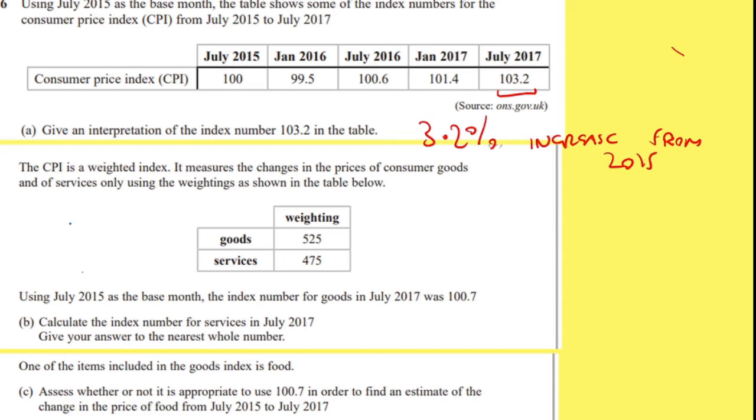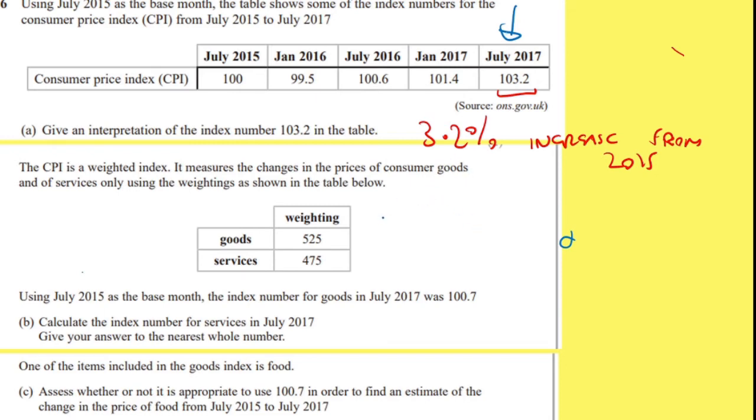Okay. CPI is a weighted index. It measures the changes in the prices of consumer goods and services only, where the weightings are shown on the table below. Using July 15 as a base month, the index number for the goods in 2017 was 100.7. Calculate the index number for services in July 2017. Now, what you've got to understand really is that this one at the top, this original index number, that's an average of your goods and your services. So you need to try and remember how to do your weighted average.